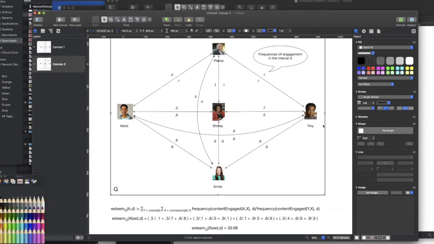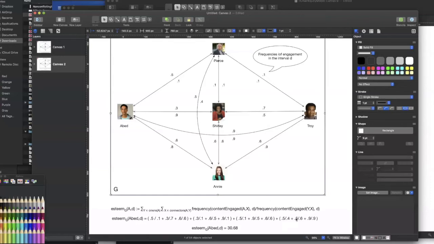Everyone else is a connector between Annie and Abed, right? So we're looking at the ratio between how often Pierce listens to Abed, 0.5, versus Pierce listens to Annie. I think this is 0.5. Do we have a 0.5? No. So it must be the 0.4 here. Then we want to look at how often Troy listens to Abed, 0.9, versus Troy listens to Annie, 0.9. So that's 0.5, 0.4, 0.9.